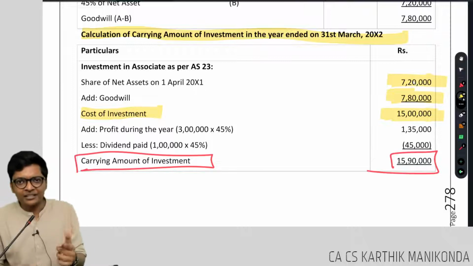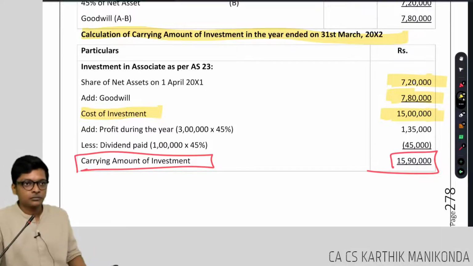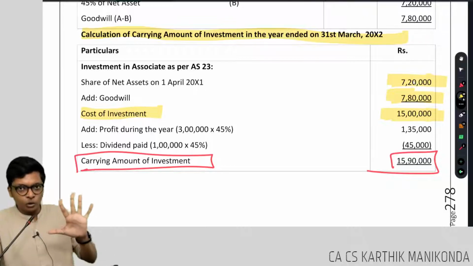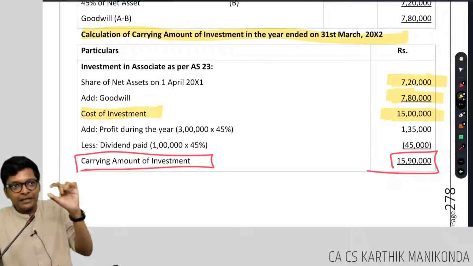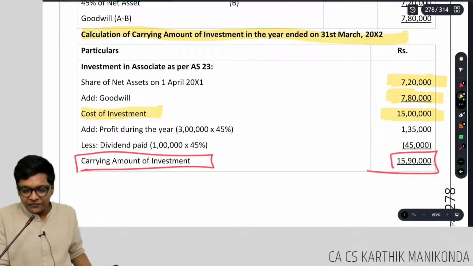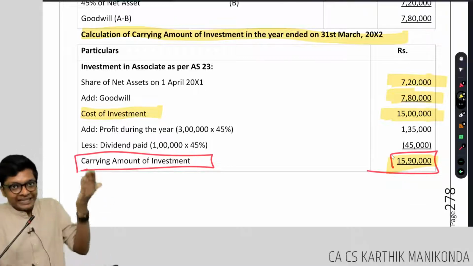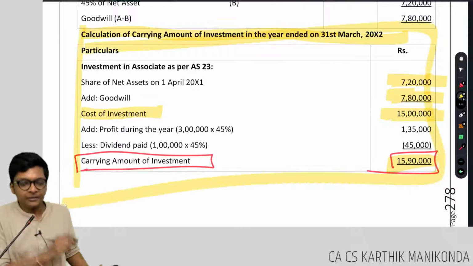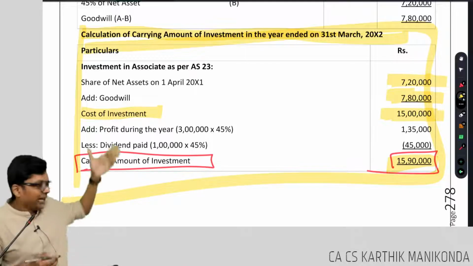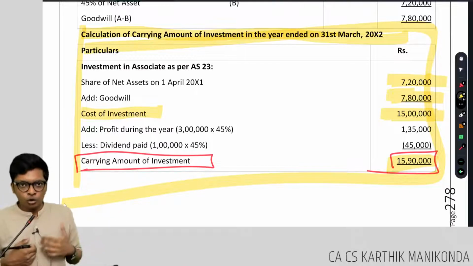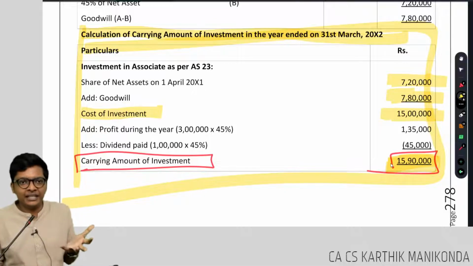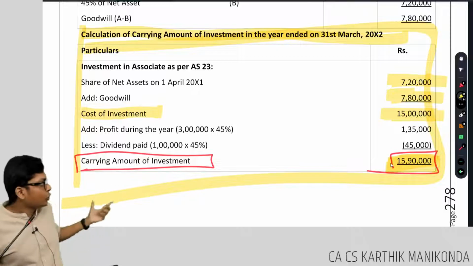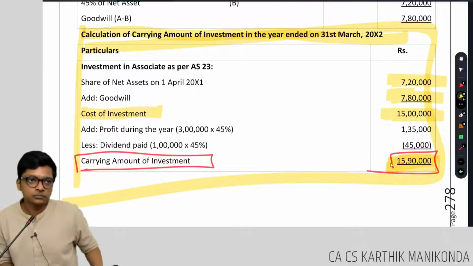Sir, what if it's capital reserve? Reduce. No, in balance sheet, I'll tell you. In balance sheet, schedule 3, investment in associate will be reflected at 15 lakh 90. In the notes, this table will be there. Notes will have this table. That's it. So the user will be like, okay, investment in associate is worth 15 lakh 90. What is the breakup of this? Go to the notes, look at this table.